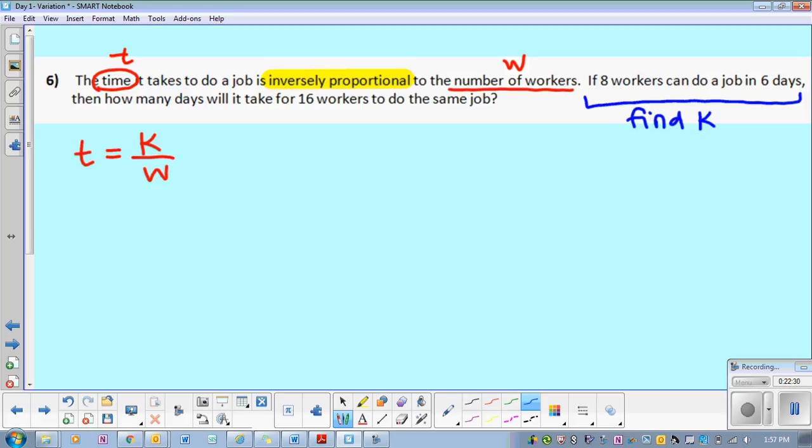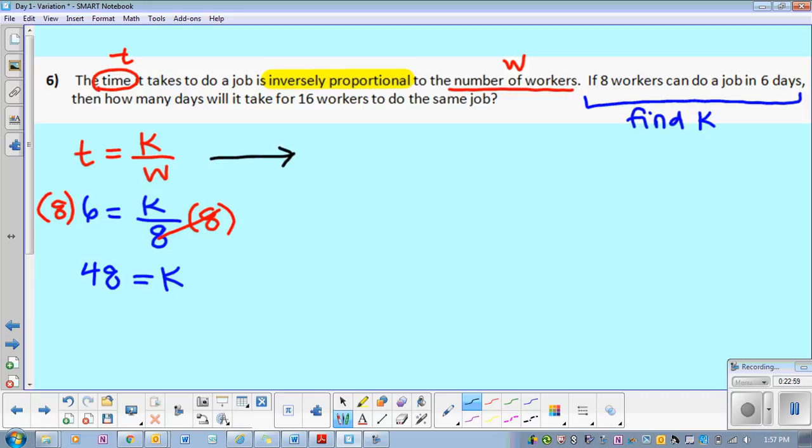8 workers do a job in 6 days. Well, 6 is the time. 8 is the number of workers. What is my K? 48. You need to multiply this by 8. And K equals 48. So then I'm going to rewrite my original equation by putting T equals 48 over W, right?